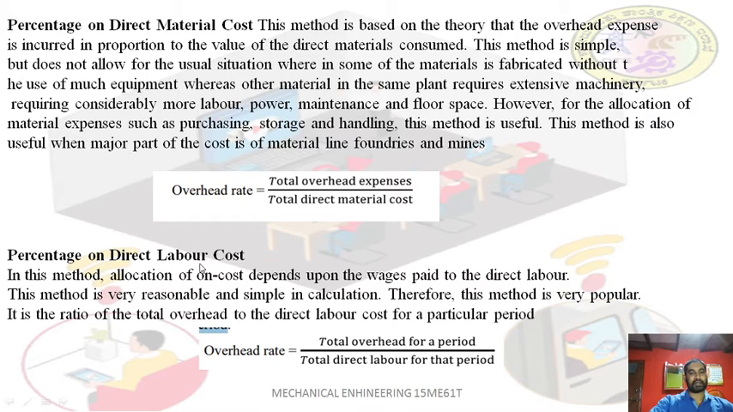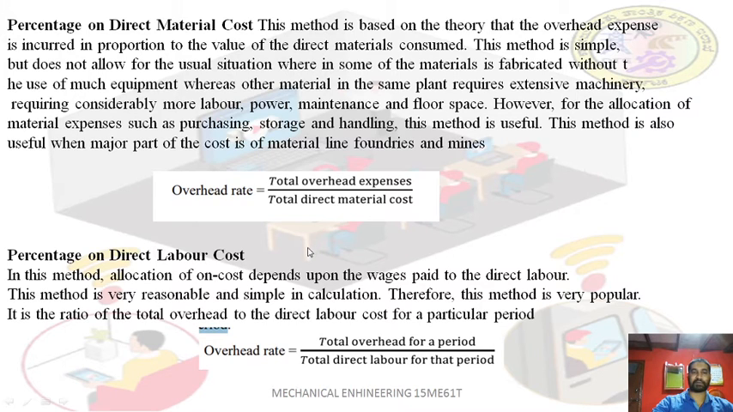So percentage on direct labor cost. In that method, instead of allotting the percentage on direct material, we are allotting the percentage on the salaries or wages paid to the labor. So if you pay some 50,000 as payment to labor, then a certain percentage of amount is allotted on the payment made as wages.